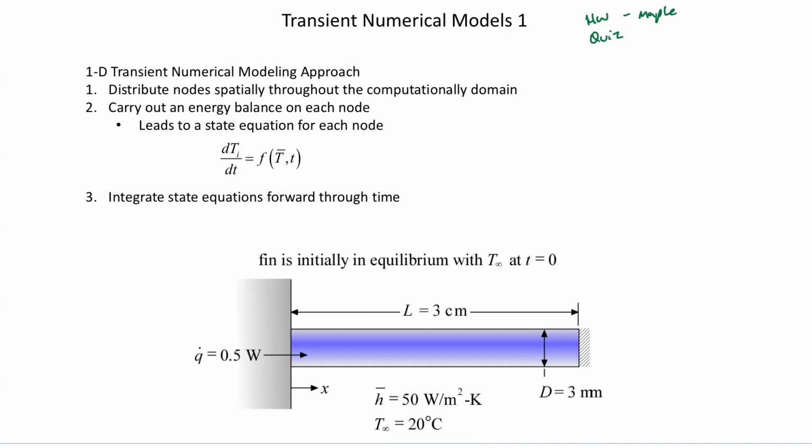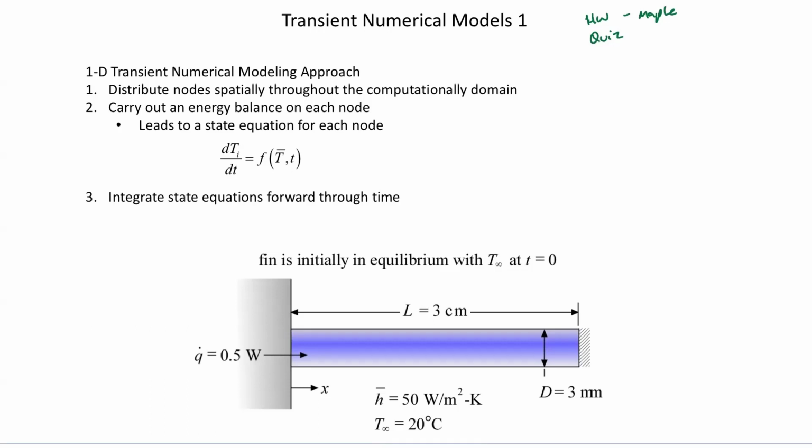So let's say there's some initial condition. You're at t infinity. This fin is just sitting there doing nothing, and then at time equals 0, we activate it in some way. We're starting to put heat through the base of the fin, or we're changing the ambient condition or something like that. Right, so we'll use this example to go through the approach here, but we start by distributing nodes in space.